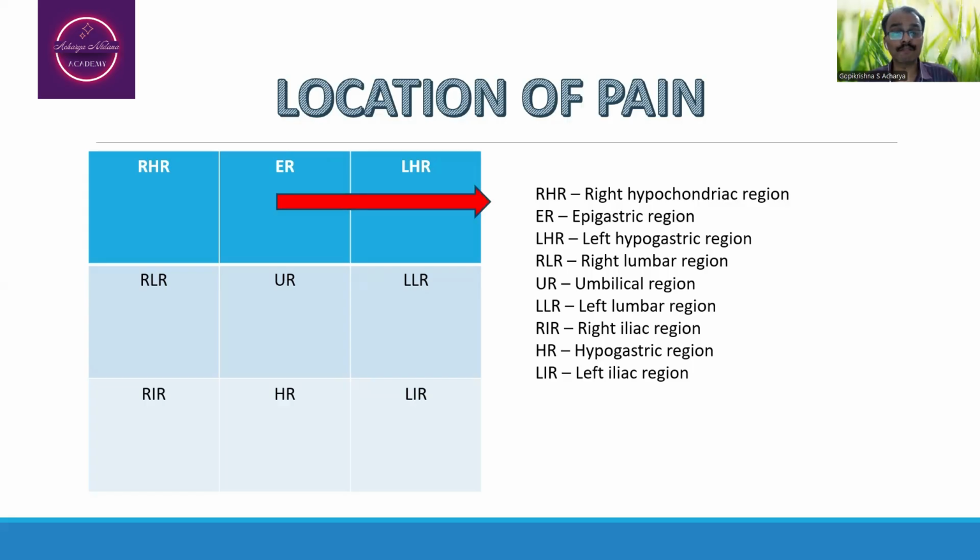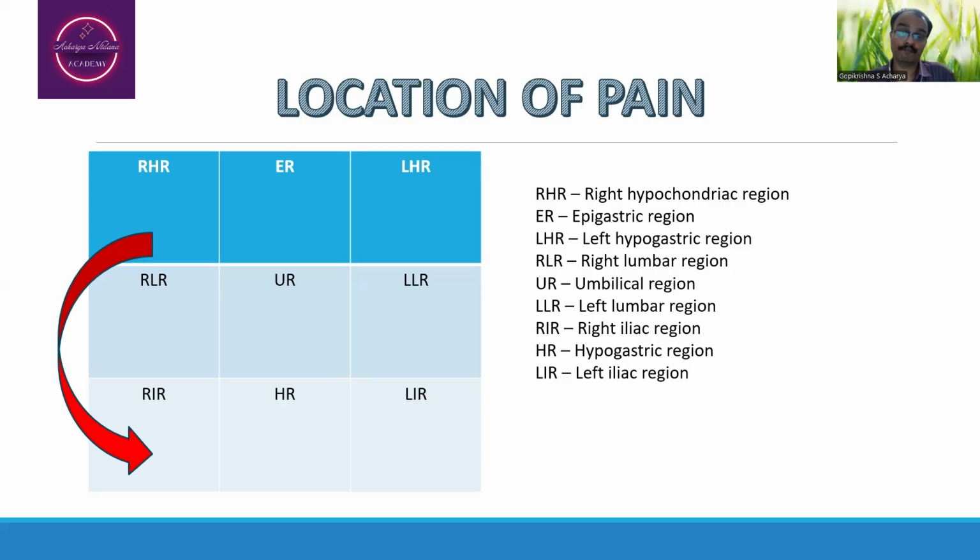Suppose the person is having pain which is radiating from the epigastric region towards the left hypochondriac region, then the probable organ afflicted may be the pancreas. Suppose the pain is radiating from loin to groin, for example from the right loin to the right groin region, the probable organ afflicted may be the ureter.